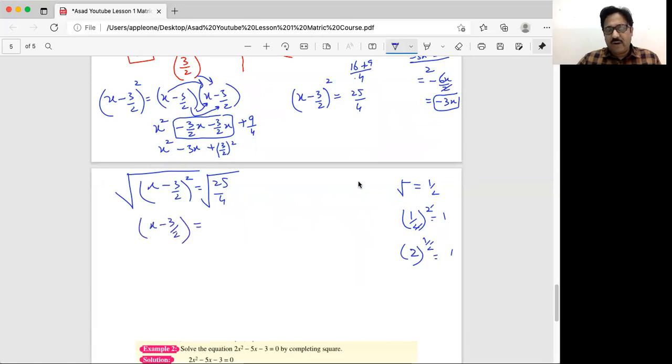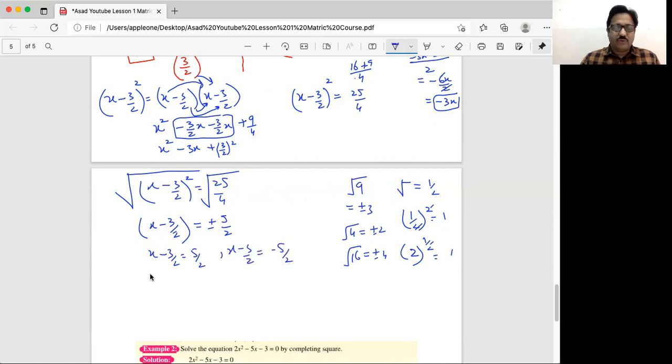And here we know that 9 square, हमें पता है इसका कि ये होता है plus minus 3. अगर 4 square है, it's plus minus 2. अगर 16 square है, it's plus minus 4. So we might make it plus minus 5 over 2. Now, x minus 3 over 2 is 5 over 2, plus 5 over 2. And x minus 3 over 2 is minus 5 over 2.